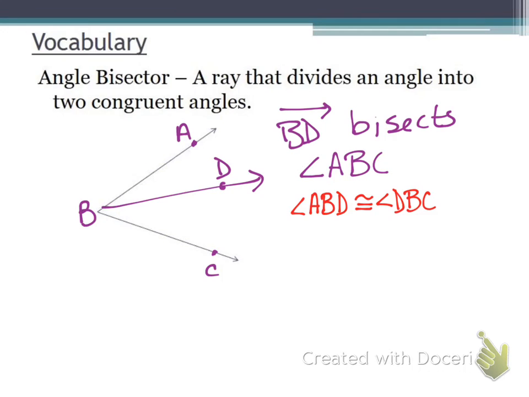Our only vocab word today is angle bisector. It is a ray that divides an angle into two congruent angles. So we would say that ray BD bisects angle ABC, meaning that if my drawing were better, these two angles would be congruent. In a diagram, we mark angles congruent with little arcs inside the angles, similar to the little tick marks we did when we did segments. We would say that angle ABD is congruent to angle DBC.